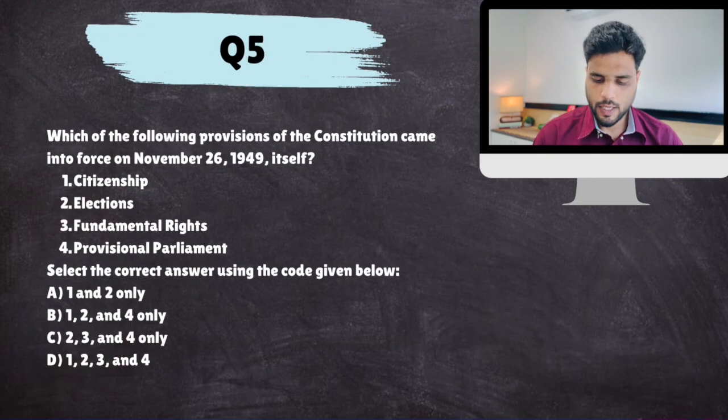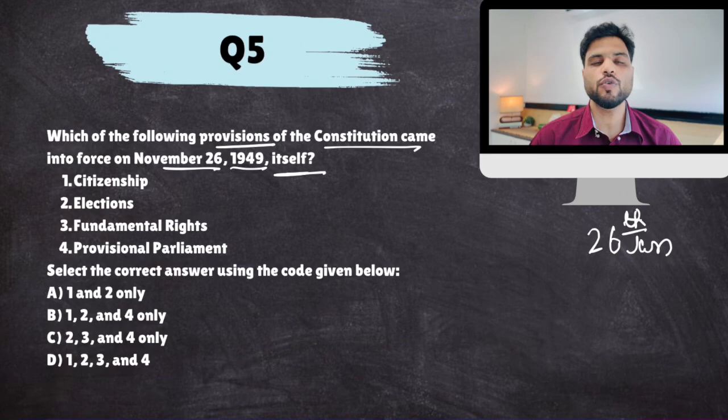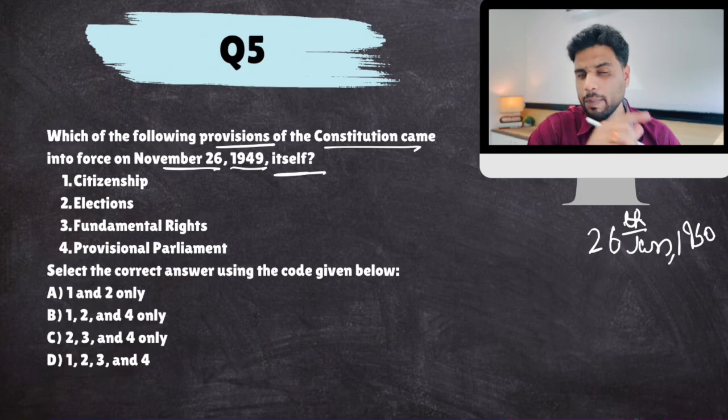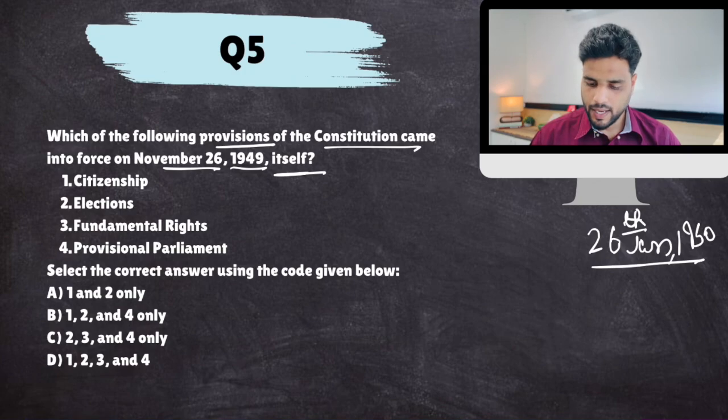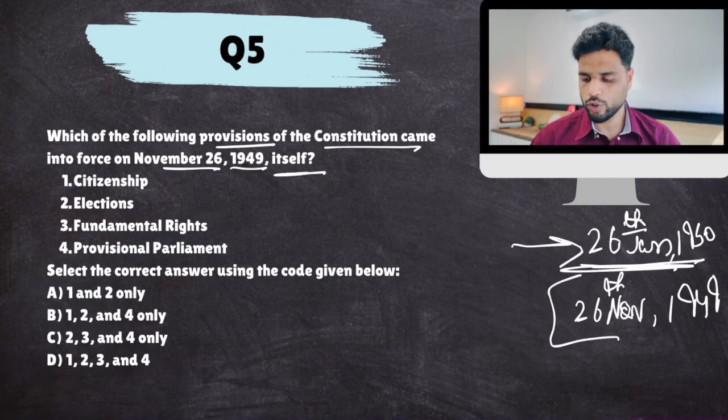Okay, next. Which of the following provisions of the Constitution came into force on November 26, 1949 itself? Now you remember this. We celebrate 26 January as Republic Day because our Constitution was formally adopted and enforced on 26 January 1950. But some features of our Constitution were adopted 2 months before this date. It was on 26th November 1949. Only some features. The remaining bulk of the Constitution was enforced on Republic Day, but some features were enacted or enforced on this day.